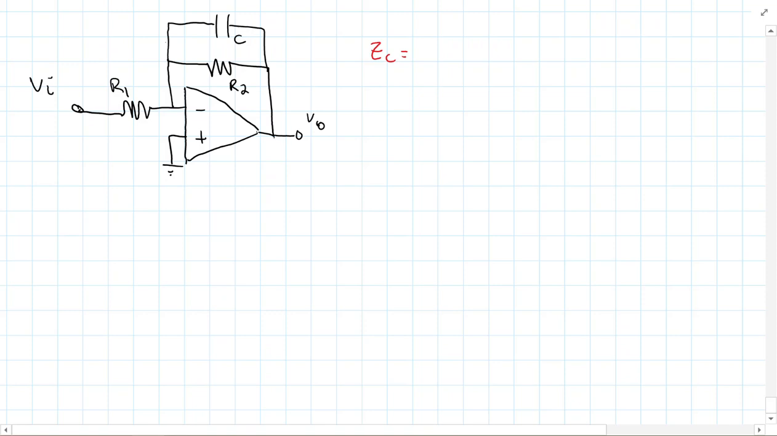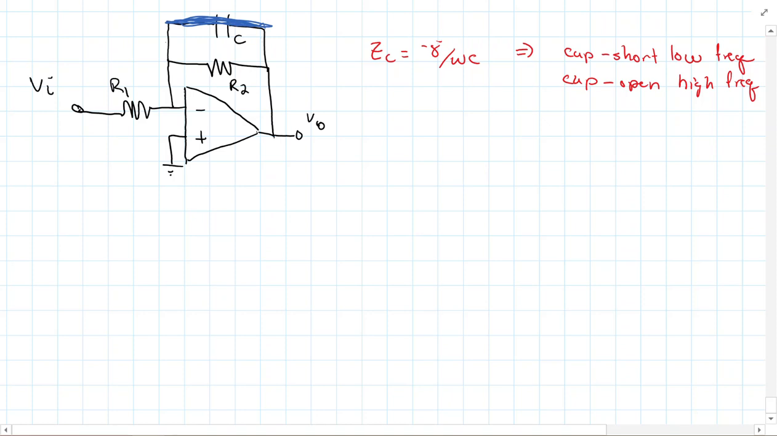So again, remember ZC is minus j over omega C, which we've said many times: the cap is a short for low frequency, and the cap is open for high frequency. So let's just think about this for a second. I'm going to draw this in here and then I'll erase it. So if this was a short, like that, I'm shorting out that resistor.